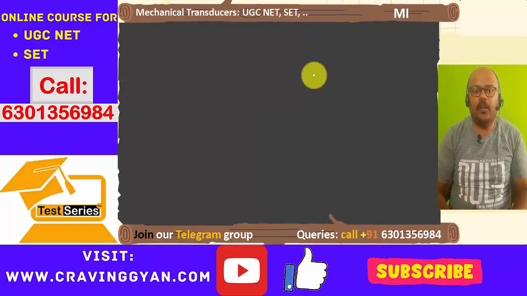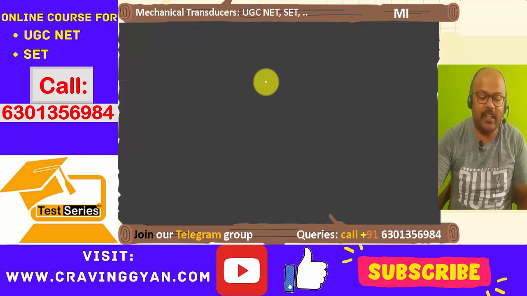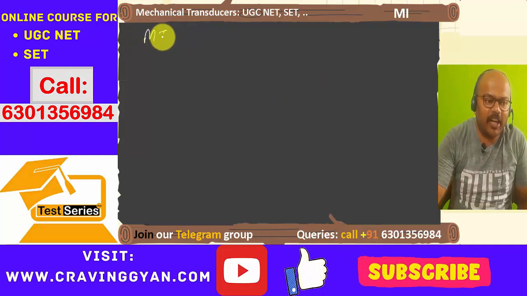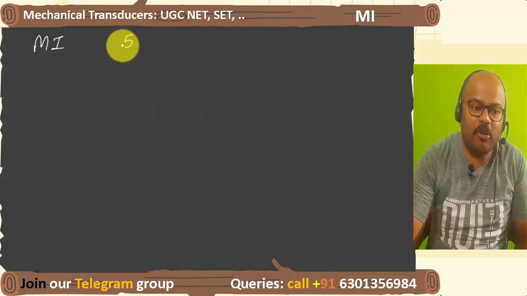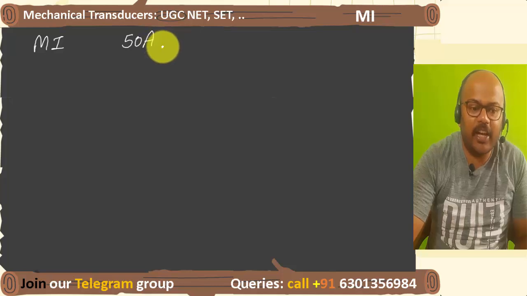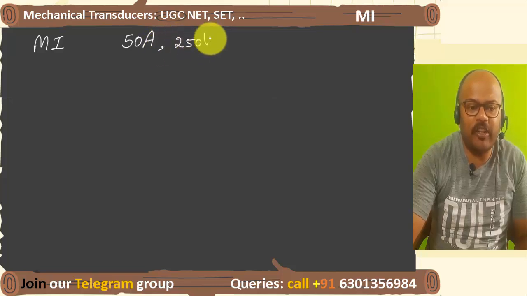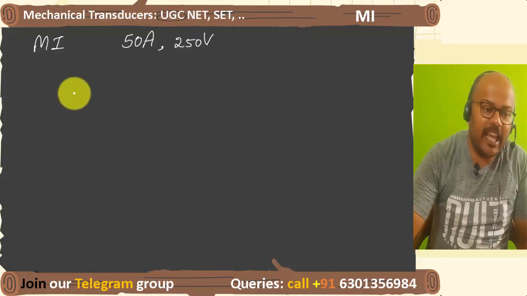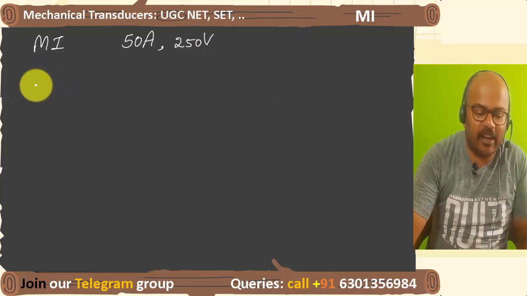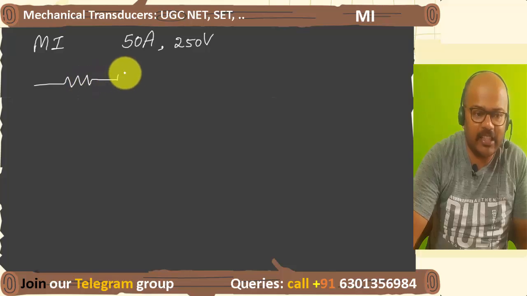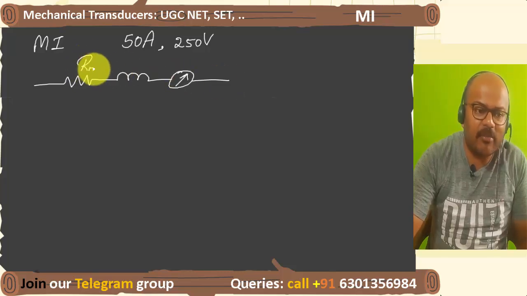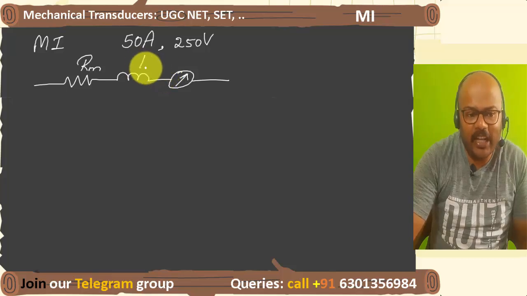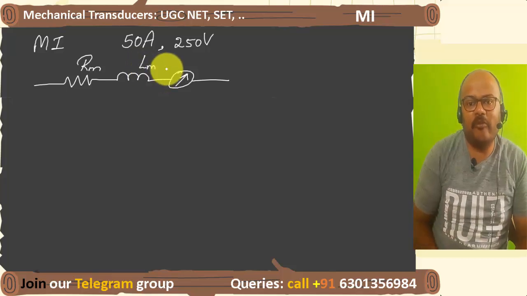Very, very important. Now, this MI can measure very high values, up to 50 amperes and voltage up to 250 volts. Very, very important. Now in the case of the MI ammeter design, you will have a system which is something like this. The meter resistance I am going to define as RM, and the meter inductance as LM. Very, very important.